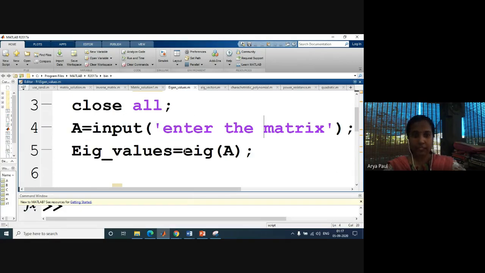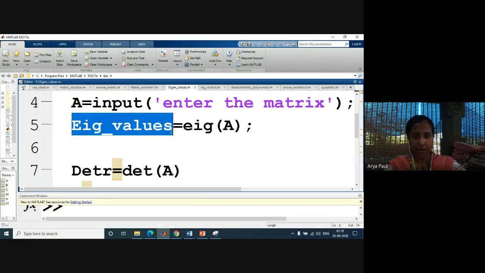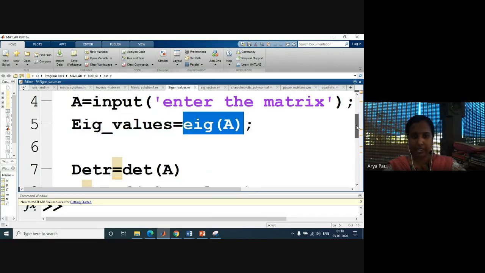Next, in order to find the eigenvalues, you have a built-in function eig. eig is a built-in function for computing the eigenvalues of the matrix A. So eig of A, that is the syntax, and you are assigning it to a variable. This is only a variable name, eig_values, and you can choose your own variable names. So eig of A gives the eigenvalues of the matrix A.